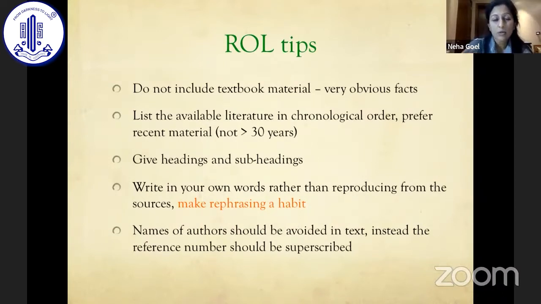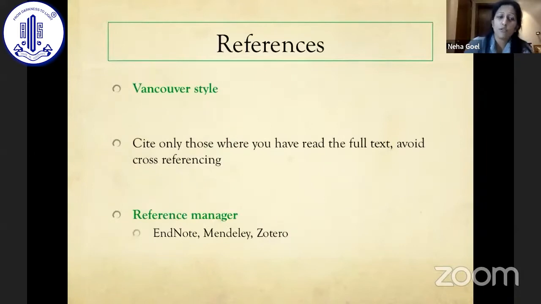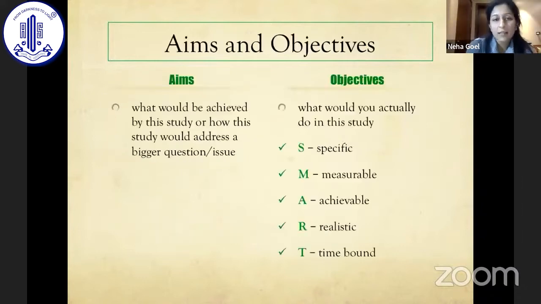Give headings and subheadings so that it's clear in your mind also. And this is very important, as was talked about earlier. Do not copy paste. Read, and then shut that article and try and write it in your own words. So make rephrasing a habit to avoid plagiarism. And you should start referencing side by side, and not wait and then put 30 references together. The references mostly should be in Vancouver style. And then again, cross-referencing should be avoided. Cite only those where you have actually read the full text. And you can make use of reference managers such as EndNote, Mendeley, and Zotero.